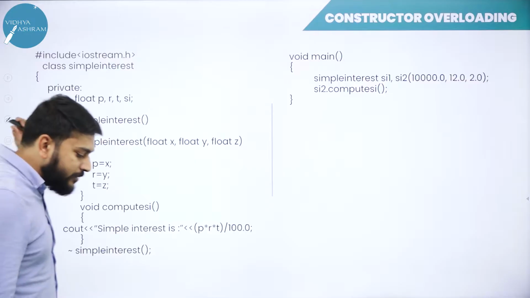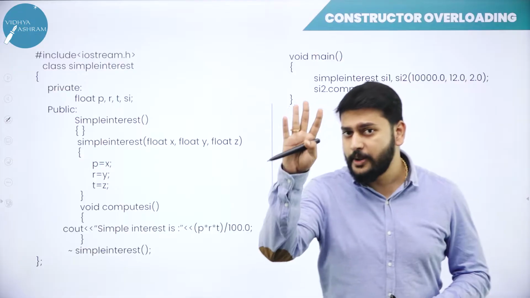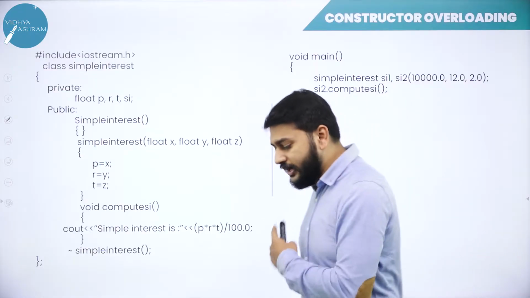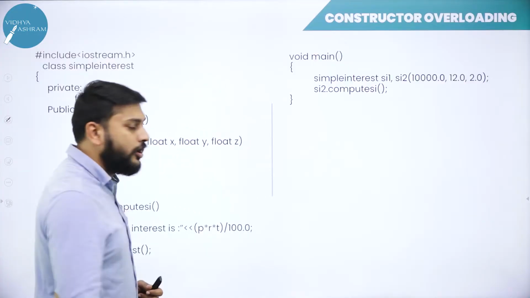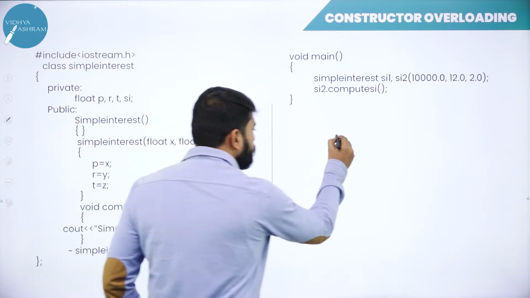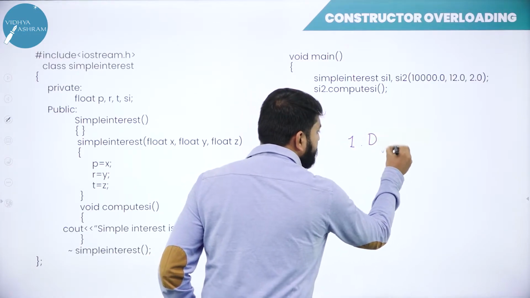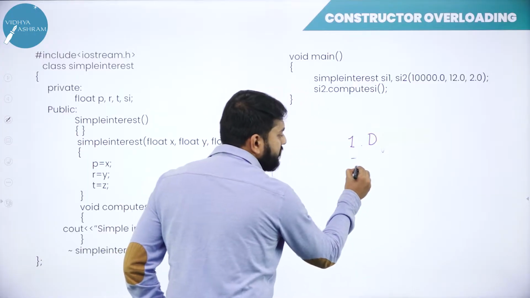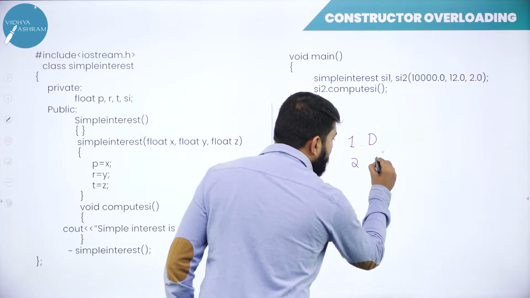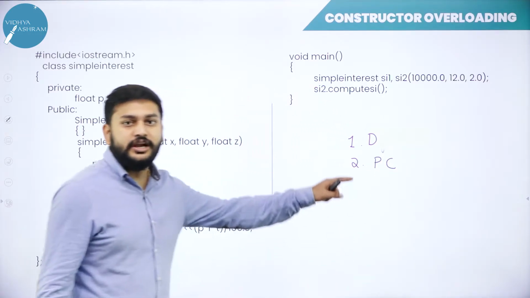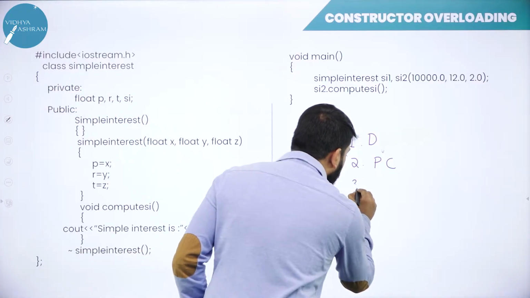My dear students, I am taking this program to explain 4 concepts. Number 1, I will explain what is default constructor. Please make a note of it. Then after that, what is the second concept that I will explain? I will explain what is parameterized constructor. What is the third one that I have?